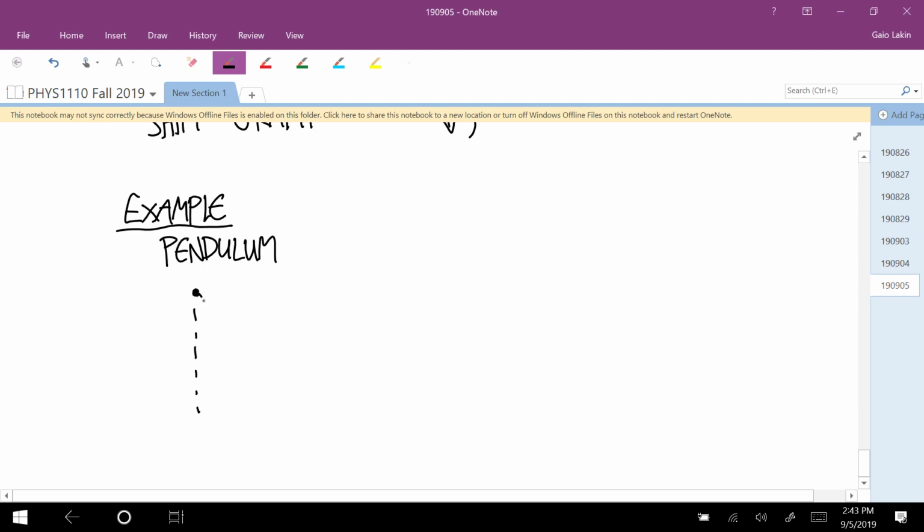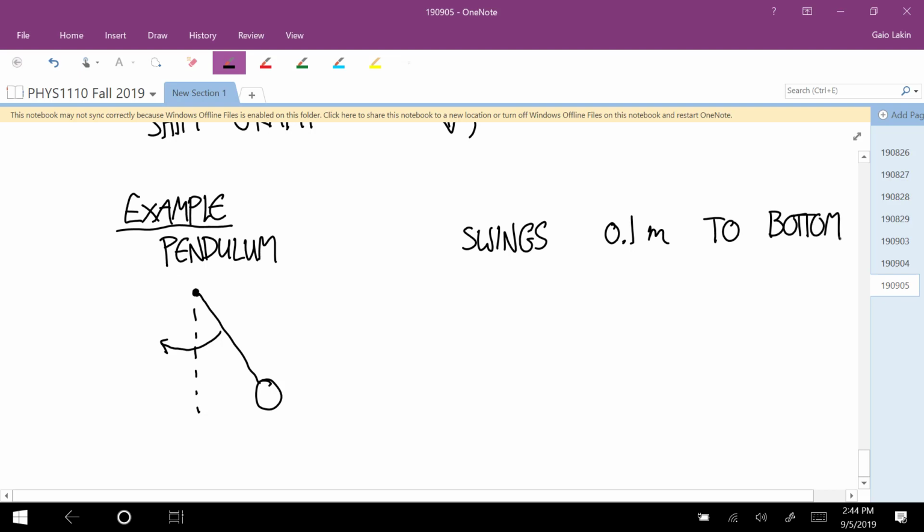And it starts out over here, and it swings from there across to the left. And let's say that it swings 0.1 meters to the bottom in 1 second.